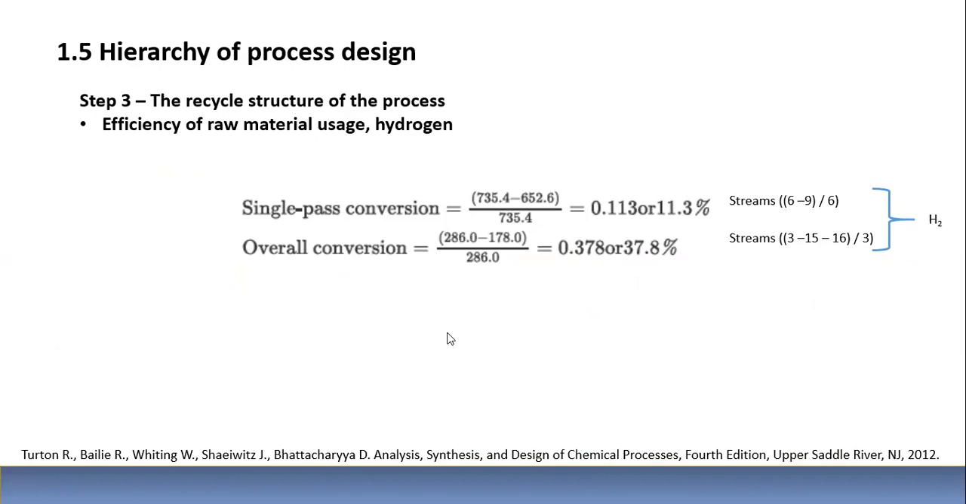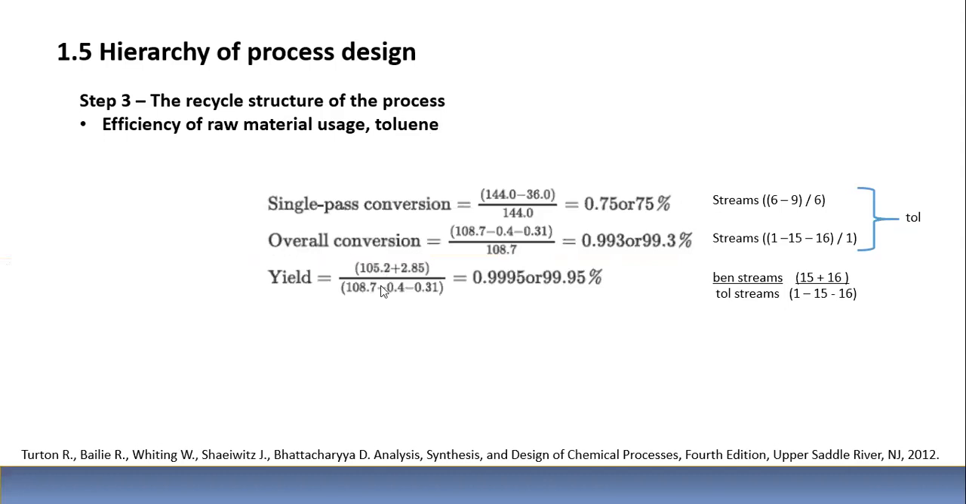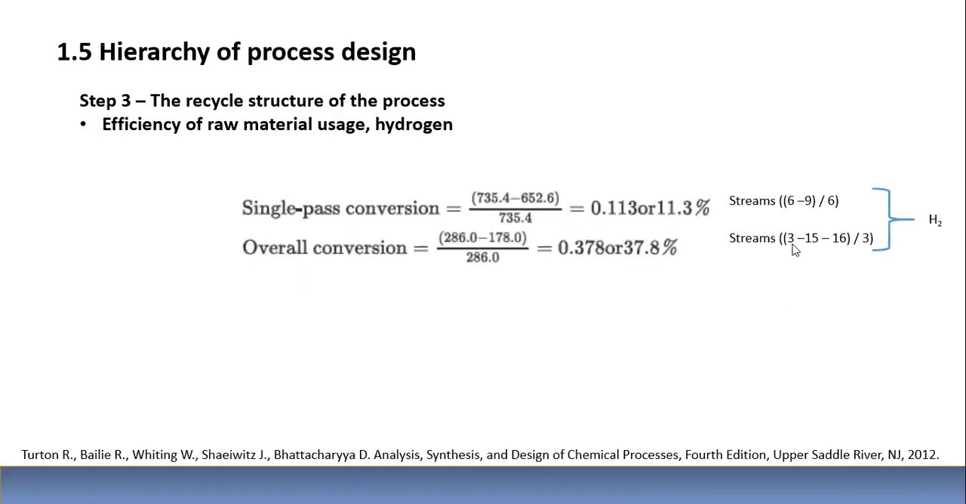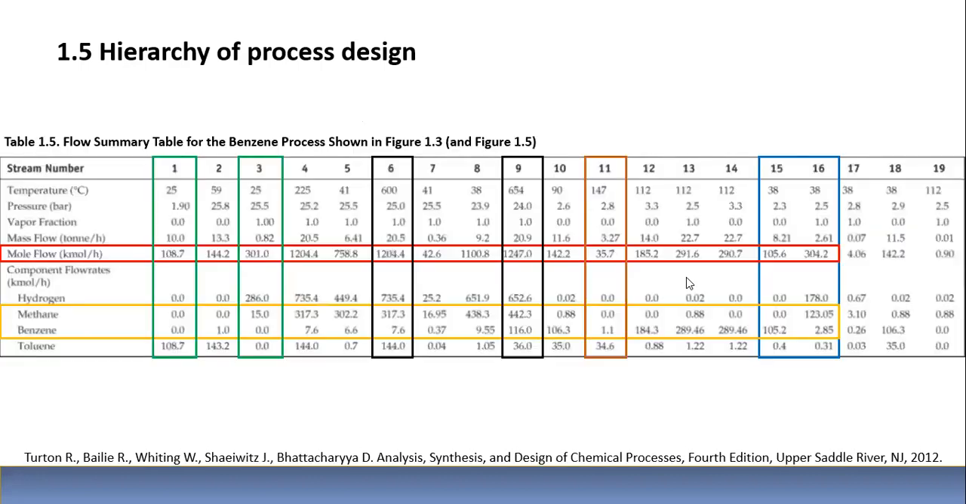The overall conversion will be similar to the overall conversion for toluene. What came in on stream 3 minus what left of hydrogen on streams 15 and 16, divided by what came in. So on stream 3, which is in green, we have hydrogen and some methane came in, but mostly hydrogen, 286 kilomoles per hour. And what left of hydrogen was only on stream 16, 178. So that will be 286 minus 178 divided by 286.